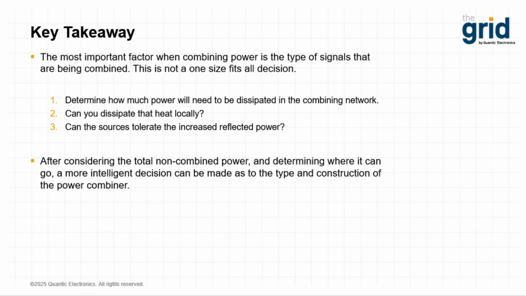So first, you need to determine how much power needs to be dissipated in the combining network. Secondly, we have to make the decision: can you dissipate that heat locally? And third, can these sources tolerate the increased reflective power if you do go with a non-isolated situation? After considering the total non-combined power and determining where it can go, you can then make a more intelligent decision as to the type of power combiner that you're going to be using, as well as the type of actual construction that you're going to be using.